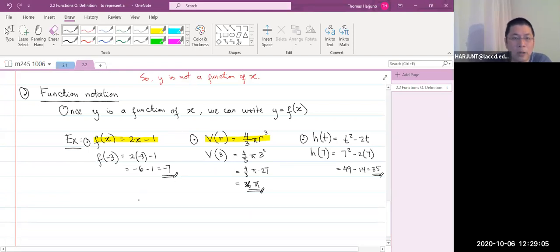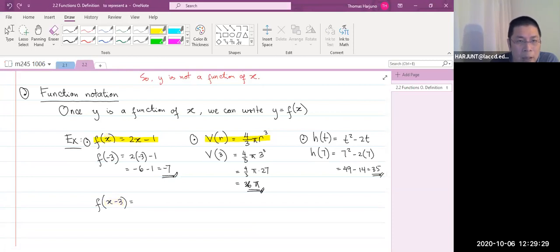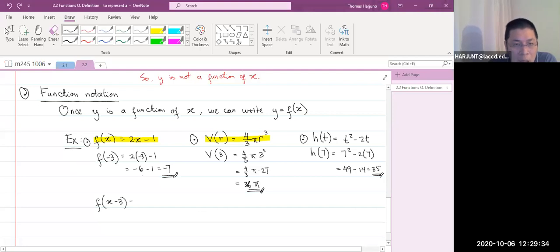Now from here, let's see a more abstract one. How about f of x minus 3, for example? If I replace the x by x minus 3, so f of x is 2x minus 1. F of blah is 2 blah minus 1.